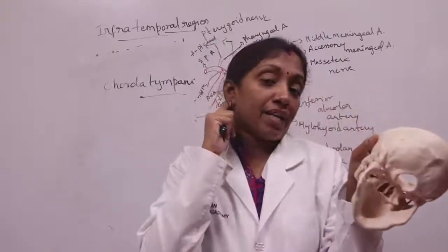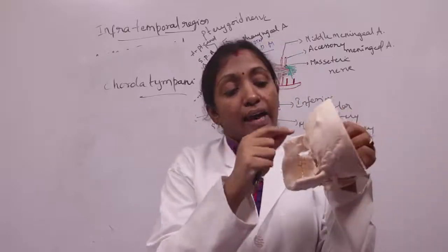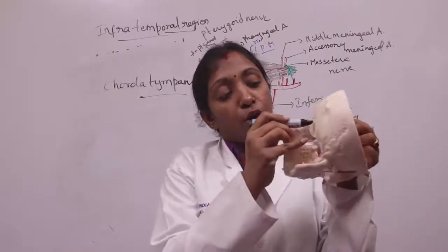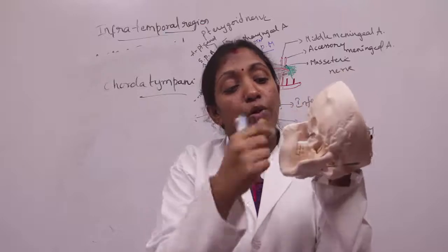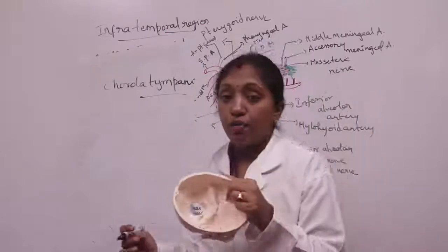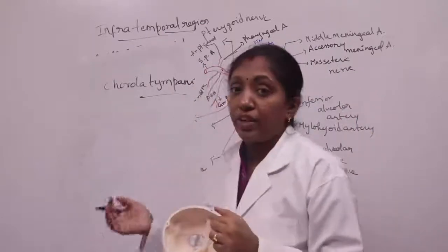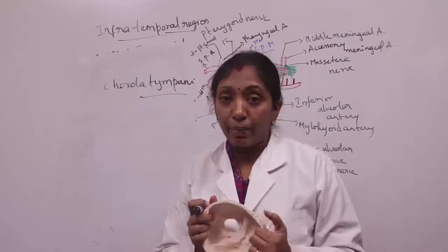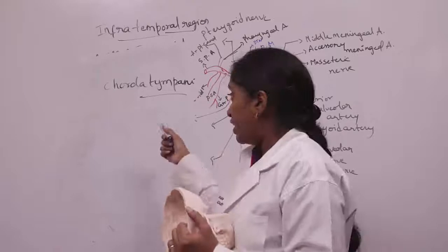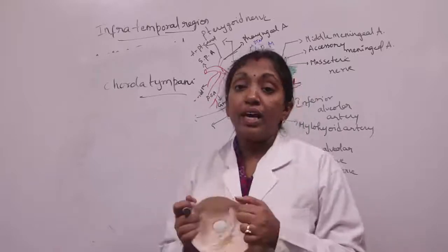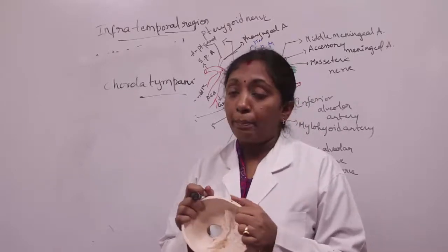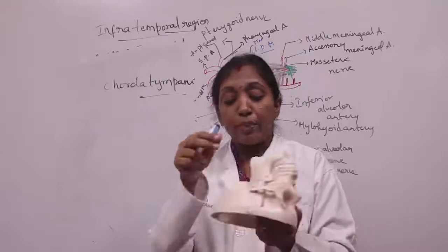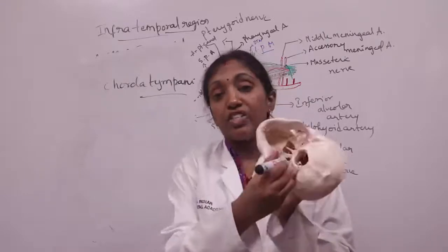We can palpate the mastoid process behind our auricle, and 6 mm above the stylomastoid foramen, the chorda tympani nerve arises from the facial nerve, and it passes in between the mucous and fibrous layers of the tympanic membrane, and it enters the infratemporal fossa by the petrotympanic fissure, here.